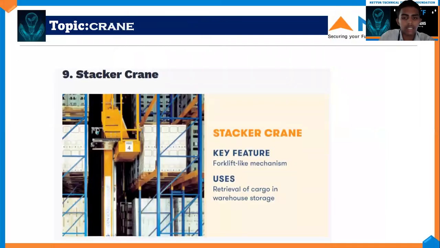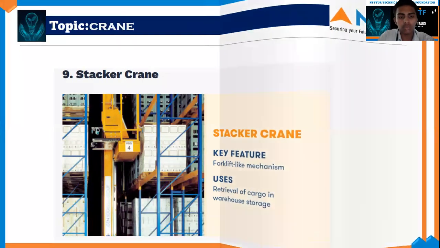Stacker crane. Stacker crane is a crane which is used for retrieval of cargo in warehouse storages. It's mainly used in storage areas. Key feature is forklift like mechanism. Up and down it will move.